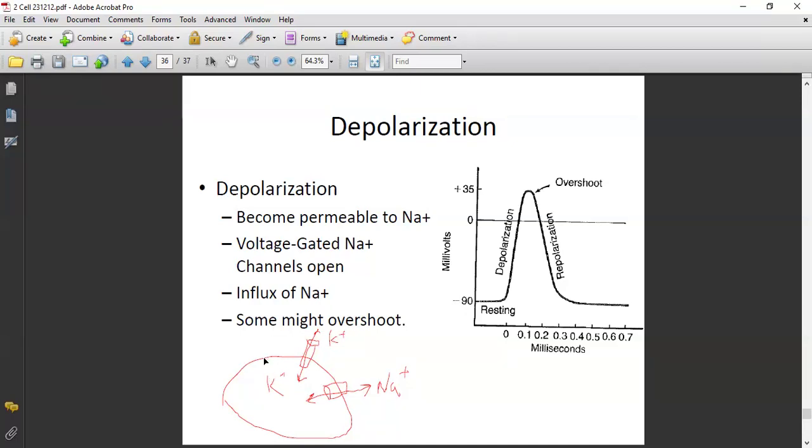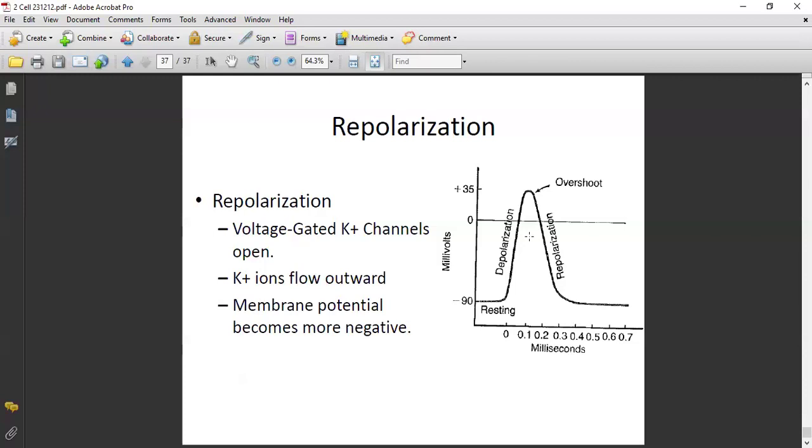Where do you see high concentration of the potassium? Inside of the cell. So it will diffuse out. This is a positive charge ion. So when they diffuse out, it will make the inside less positive. So they will regain that polarization. So the next phase is the repolarization, achieved by the voltage-gated potassium channel. When it opens, it allows potassium ions to move out.